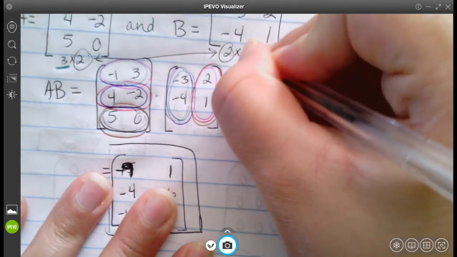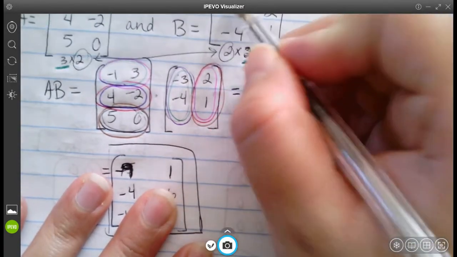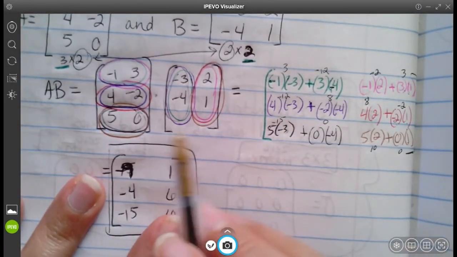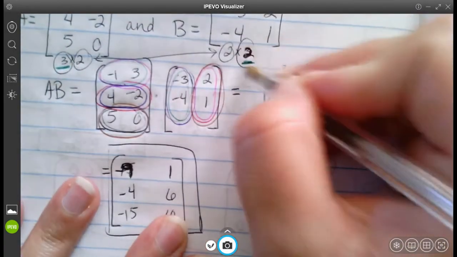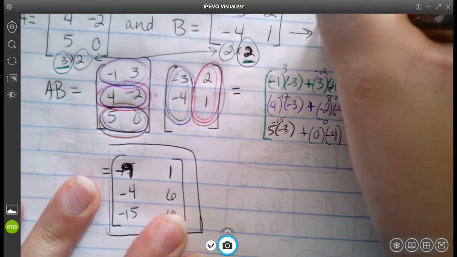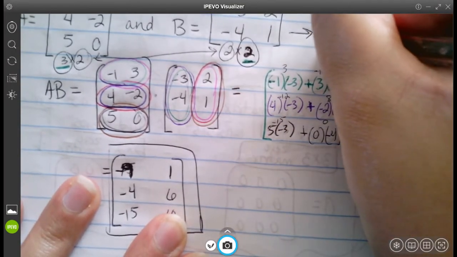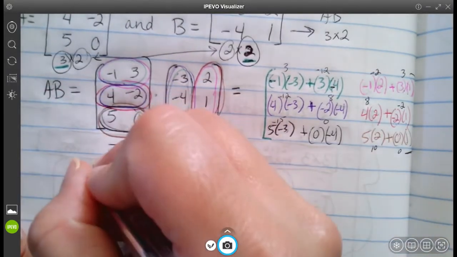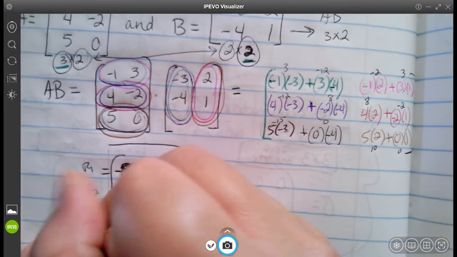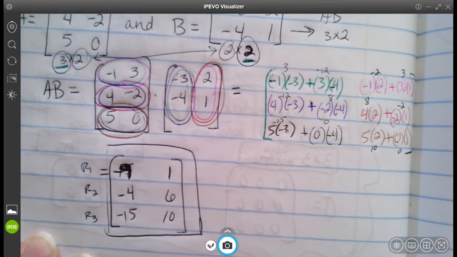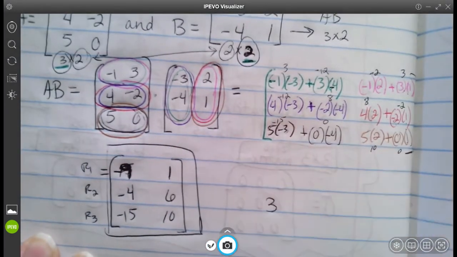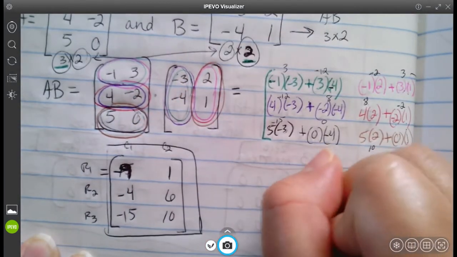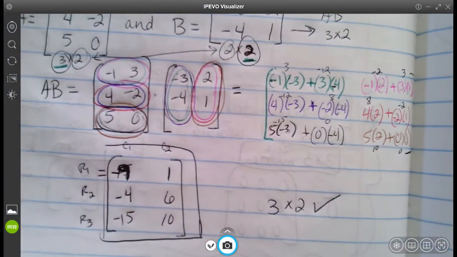Oh, my bad. This is a 2. This should be a 2. 2 rows, 2 columns. See how easy it is to mess up? So anyway, we have a 3 by 2. AB should be a 3 by 2 matrix. So let's check. We have row 1, row 2, row 3. So for sure, we do have that 3 to begin with. Column 1, column 2. So we're good to go.